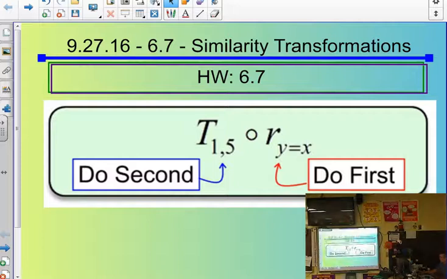Hey guys, this is going to be our lesson video for 6-7, dealing with similarity transformations. Just wanted to show this really quick before I slide it up to the other screen.